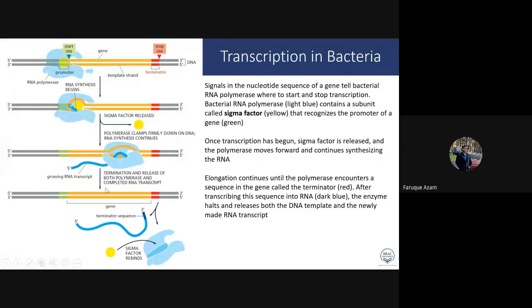And as you can see, up to this point, when the polymerase reaches this red sequence, the terminator, it stops the transcription, and then it dissociates itself from the DNA strand, and the sigma factor rebinds. The sigma factor rebinds to the polymerase.